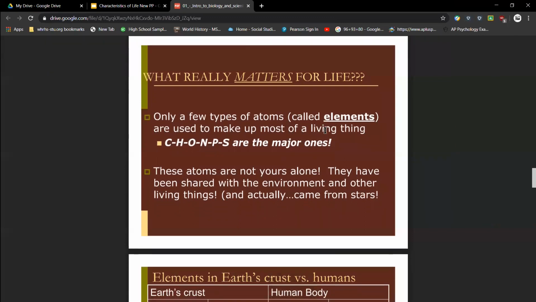These atoms are not just in humans and living things. They are also in a bunch of abiotic factors, like stars. The sun contains these elements, rocks contain these elements, the soil contains these elements. It's just that in humans, these are the major ones that make us up.